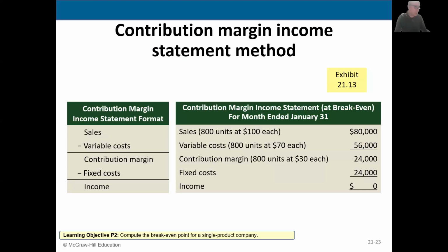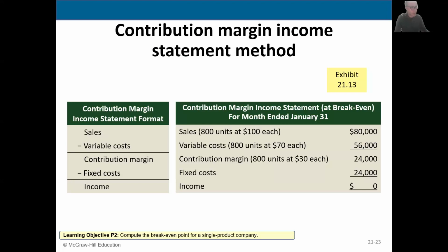We got sales minus variable costs. That's variable cost total. Equals contribution margin minus fixed costs equals income. Okay.